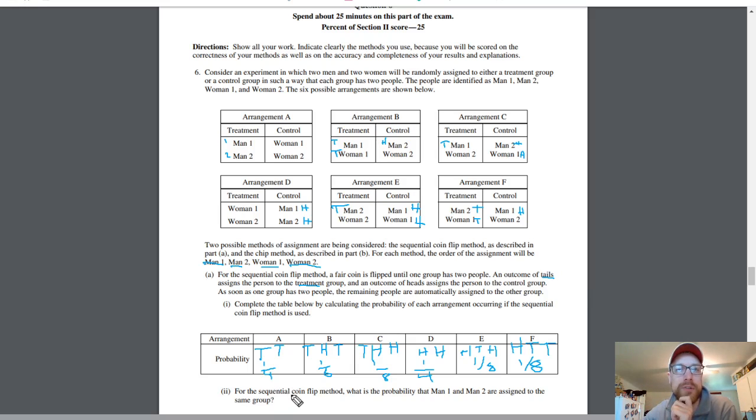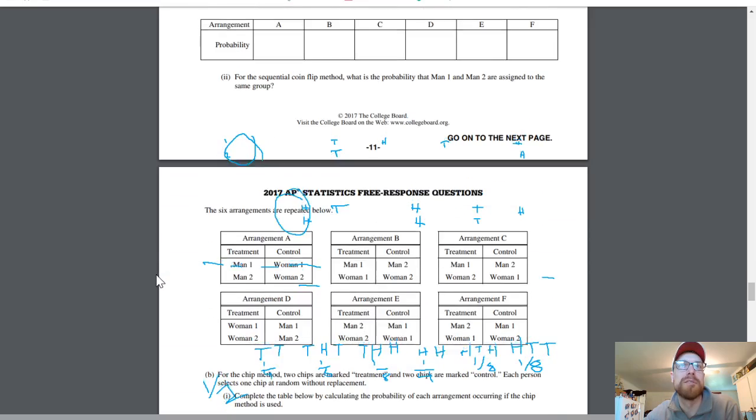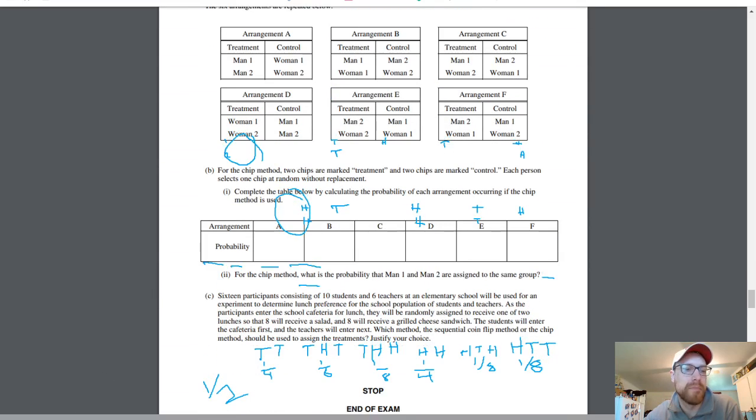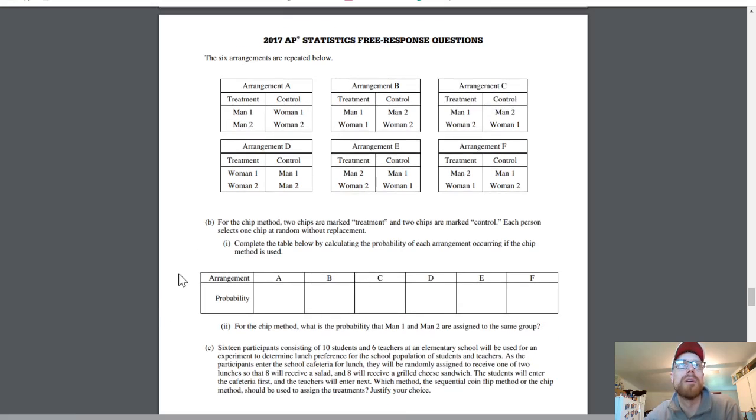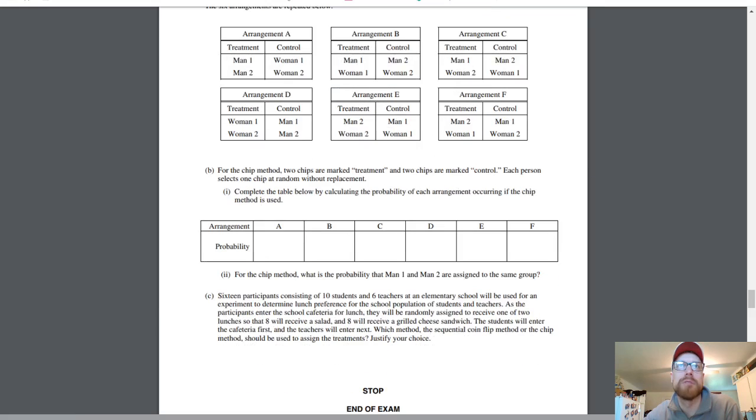For the sequential coin flip method, what is the probability man 1 and man 2 are assigned to the same group? Where does that happen? Here and there. The probability of each of those, that's arrangements A and D, so that's 1/2. I'm doing this now because when I scroll down, I think it's going to stay in the same spot. Yeah. Alright. 6 arrangements are repeated below. Okay, so we're going to draw on there.